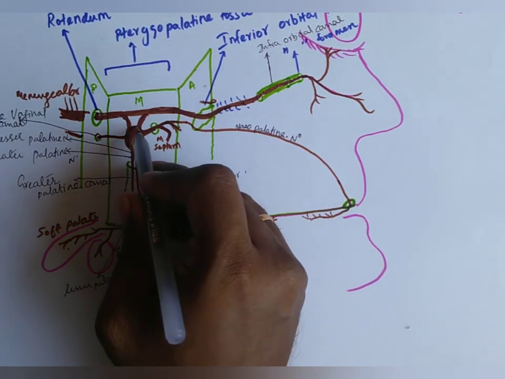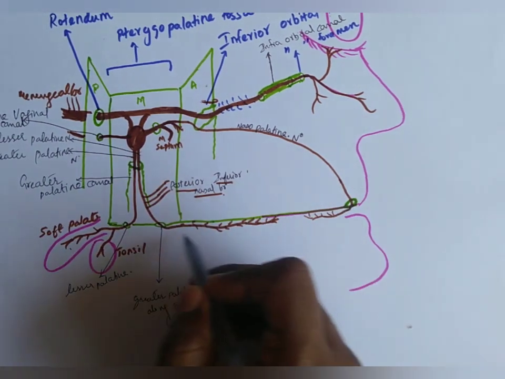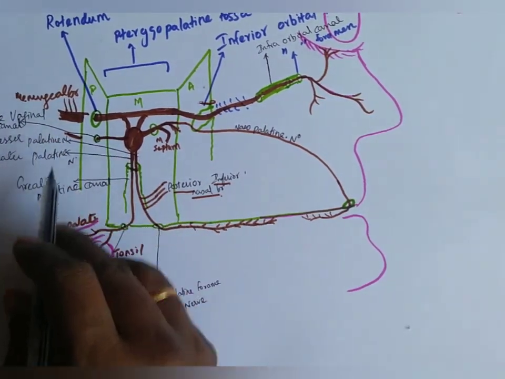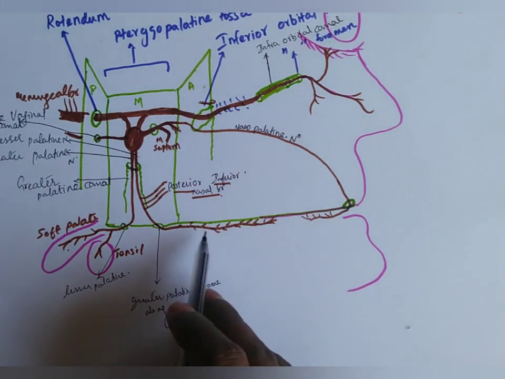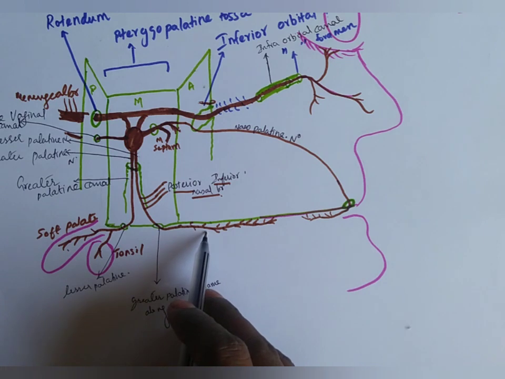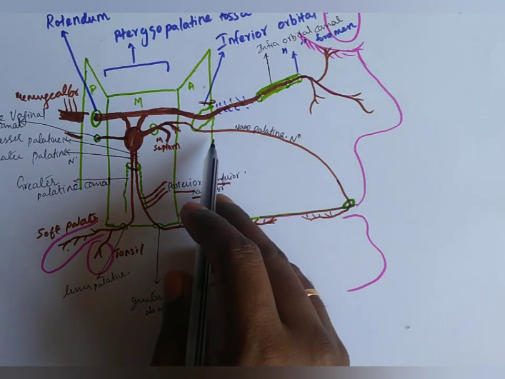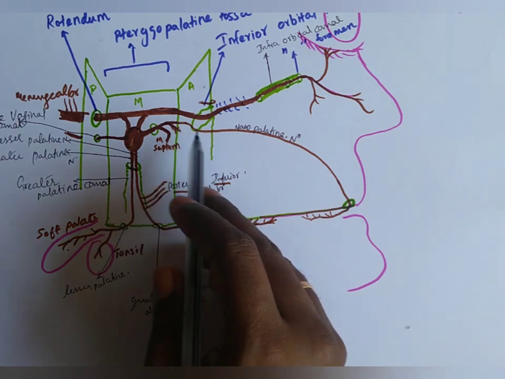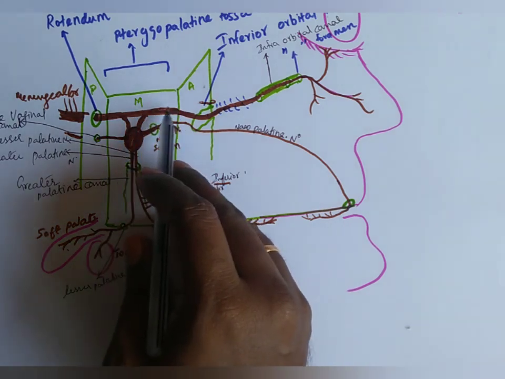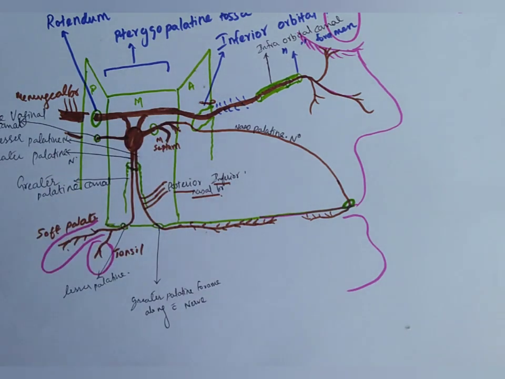Okay, so these are the branches which are coming from the pterygopalatine ganglion. The branches coming from the pterygopalatine ganglion mainly supply the pharynx, the soft palate, the tonsils, the mucosa and the glands of the hard palate, including the nasal septum and the lateral wall of the nose. Next, we'll study the branches coming from the main trunk inside the pterygopalatine fossa.